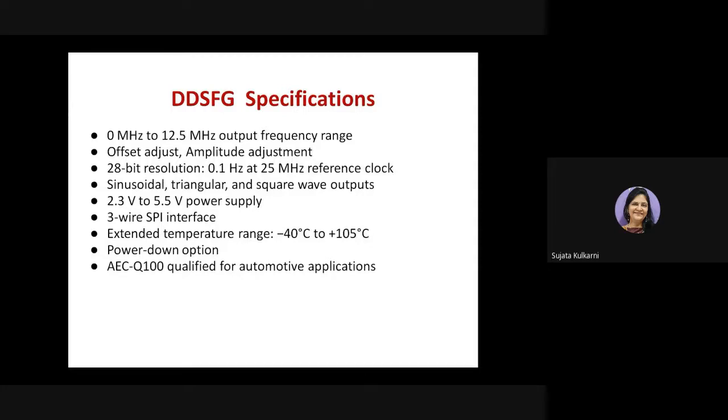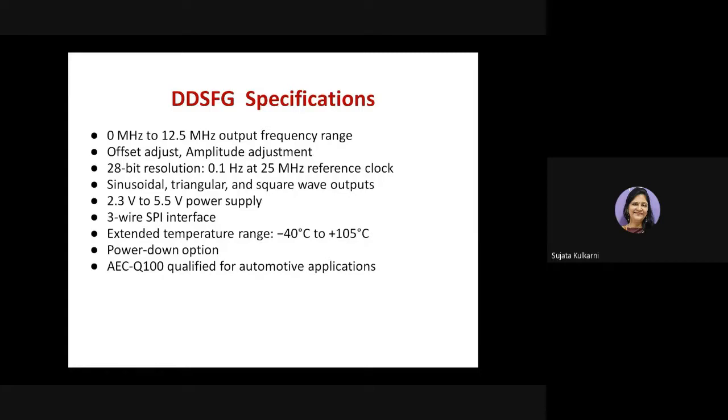It can operate anywhere between 2.3 volts to 5.5 volts. Since we are operating on 3.3 volts, it is good. How will you interface to the CPU? It has an SPI interface, serial peripheral interface, a 3-wire communication. So the SPI port of your CPU can be dedicated to this function generator. And it satisfies industry standards for automotive applications, operating from minus 40 degrees to 105 degrees centigrade. So it's pretty good. All right. So this satisfies our third requirement.